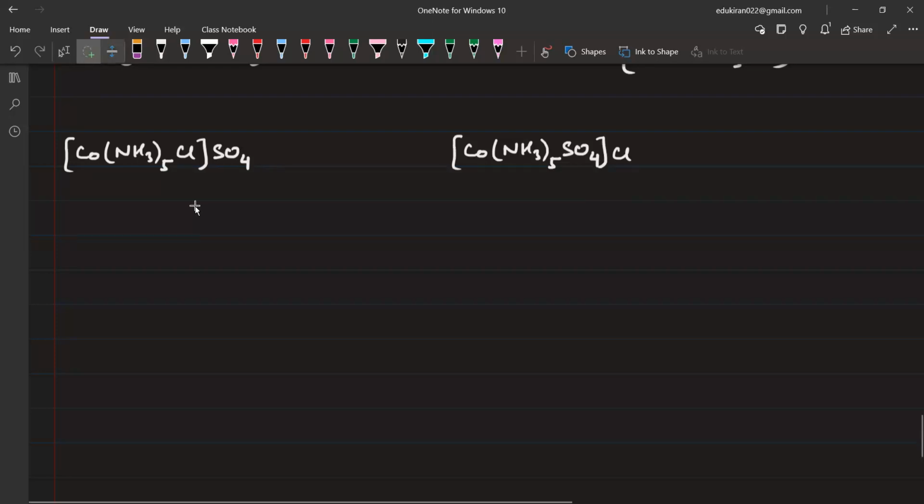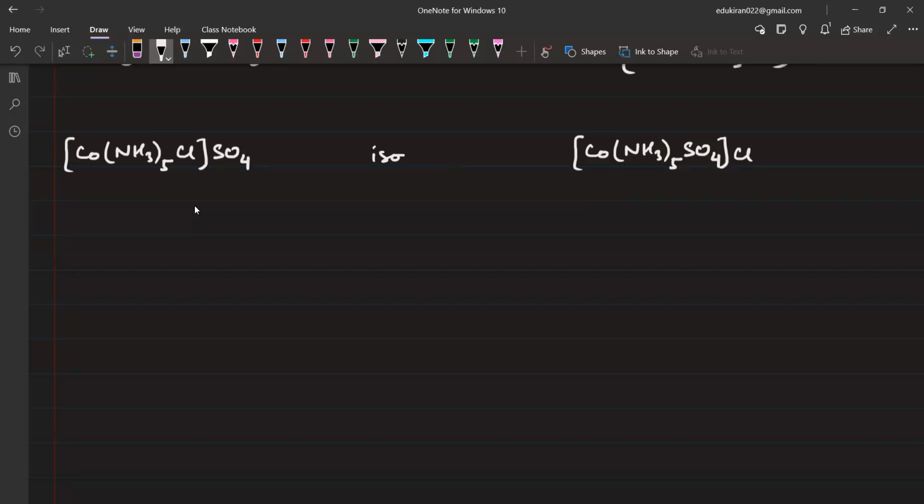ठीक है. अब इन दोनों में आपके पास PC है, both of these are ionization isomers, right? These are isomers. अच्छा, अब इनके बीच में डिफरेंस कैसे पता चला? ये ध्यान दीजिएगा, दो टेस्ट होते हैं. ठीक है, जनरली SO4 और Cl के लिए दो टेस्ट होते हैं. अगर आपके पास क्लोरीन है, क्लोरीन इज अ फ्री आयन, काउंटर आयन, तो दिस क्लोरीन कैन रिएक्ट विद AgNO3 एंड गिव यू व्हाइट PPT.